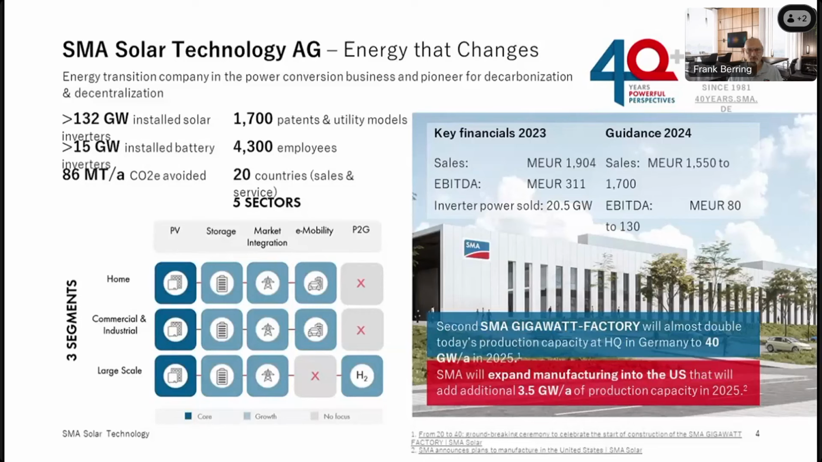So first, a couple of words about SMA. If you are not familiar with our company, we are a German-based energy transition company that's been around for a little over 40 years now. As of 2023, we were right around $2 billion in revenue for the year. And we operate in 5 different sectors of the energy market and in 3 different segments, as you see on the bottom left there. So Lucas and I are representing the large scale segment, where we operate in PV, in storage, market integration, and power to gas. Not in e-mobility, but our other 2 business units do.